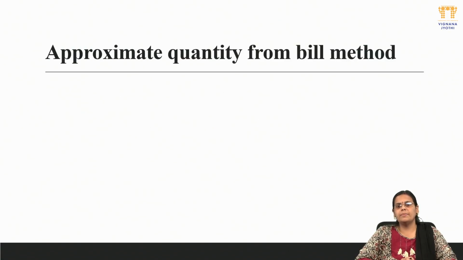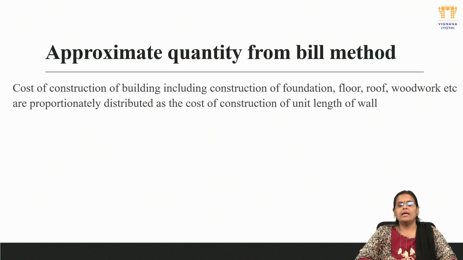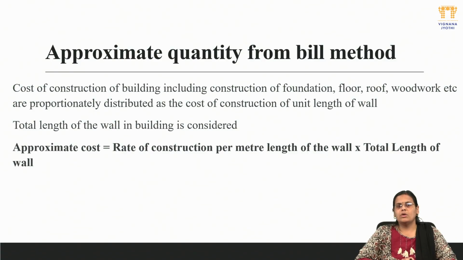Next method is approximate quantity from bill method. In this method, the cost of construction, including the cost of construction of a foundation, floor, roof, woodwork, everything is being considered, and the total cost of construction of a building is calculated. This total cost is distributed along the entire length of the wall. So we can know the rate of construction per unit length of the wall. Once you know this rate, for similar buildings, the approximate cost can be arrived at by rate of construction per unit length of the wall into total length of the wall.